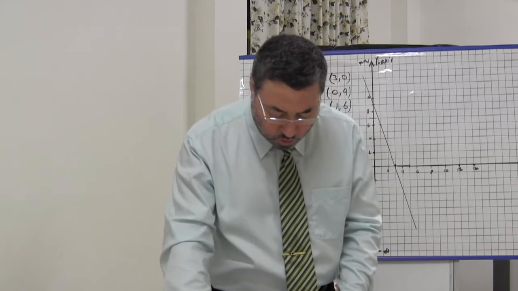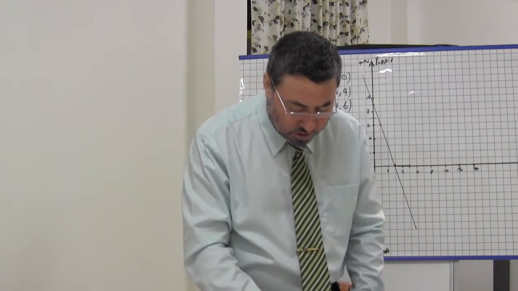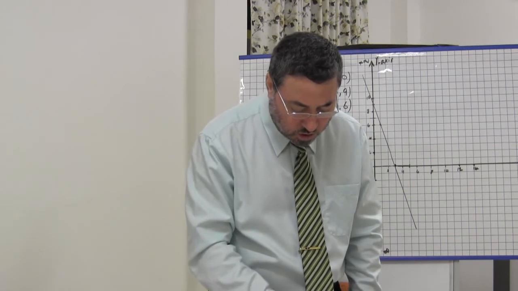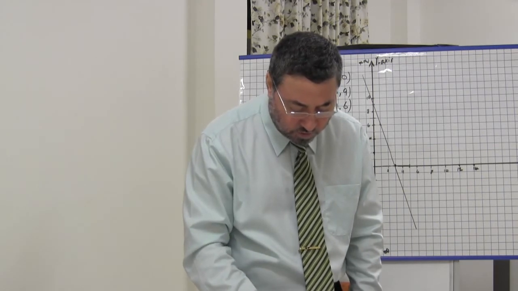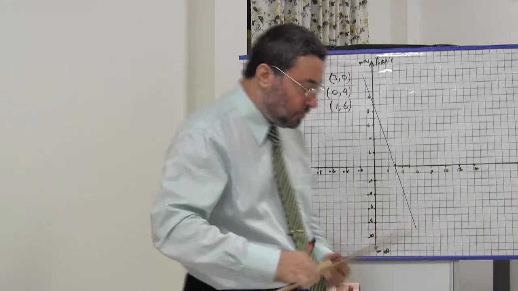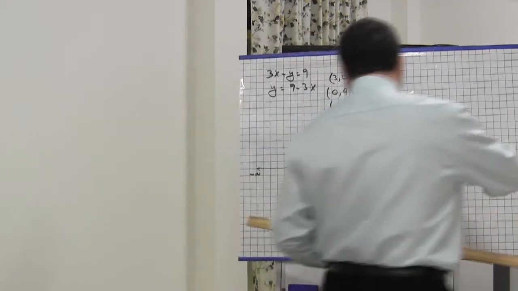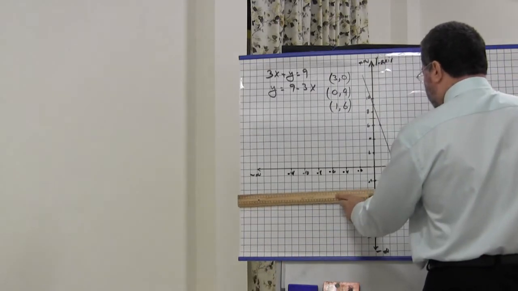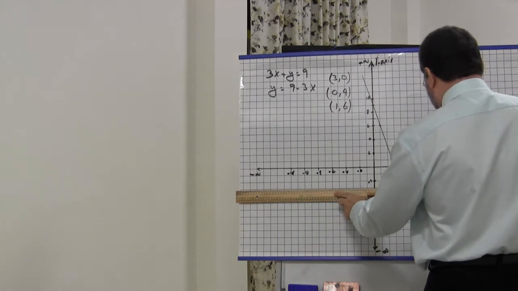Now we move to number 18, graph each equation. Which relations are linear functions? Which equations are constant linear functions? Number 18, y equals minus 3. Here is minus 3 for y, and this will be y equals minus 3.